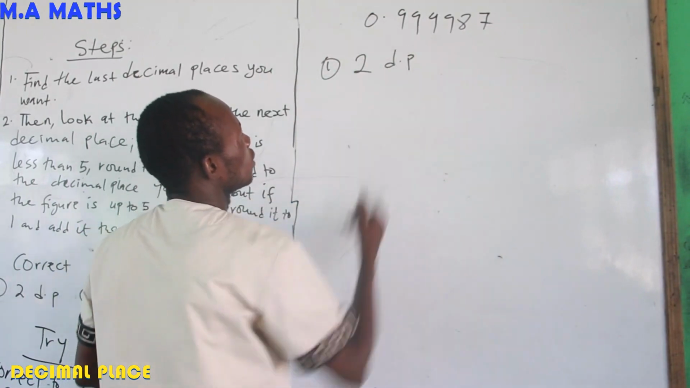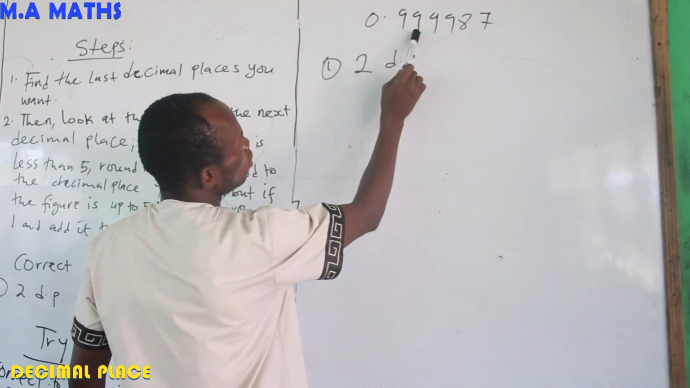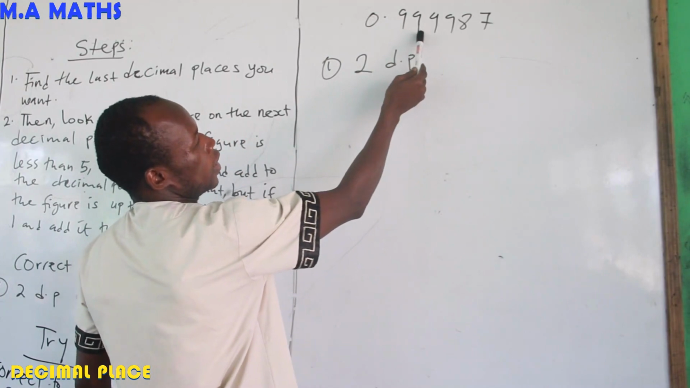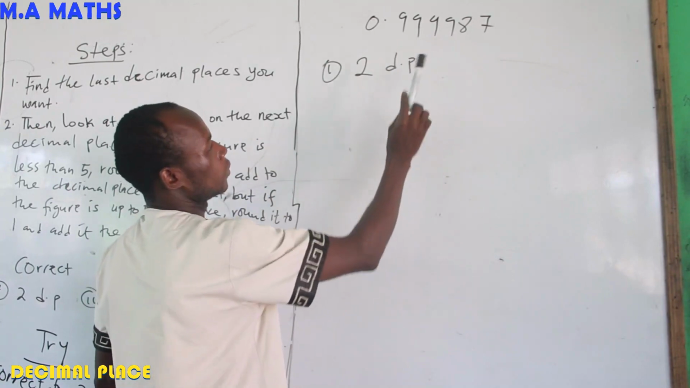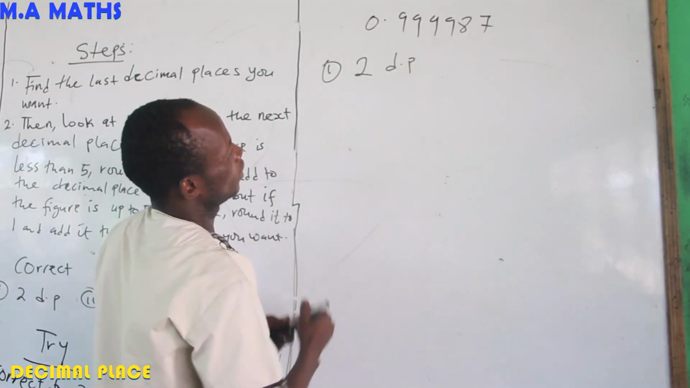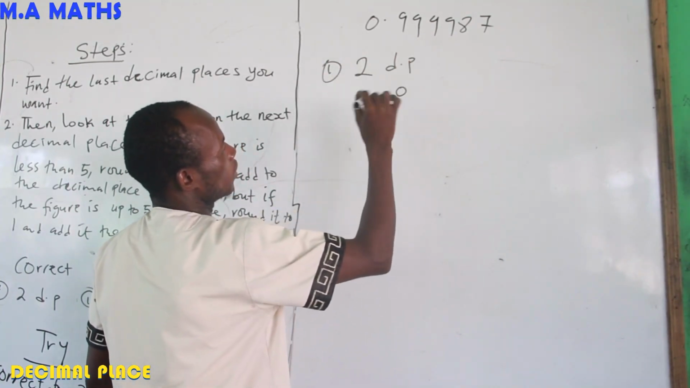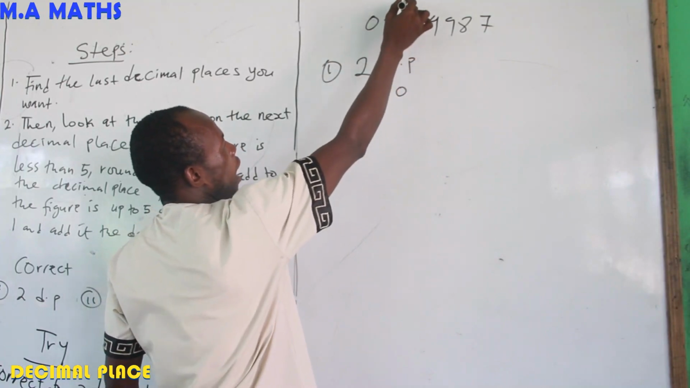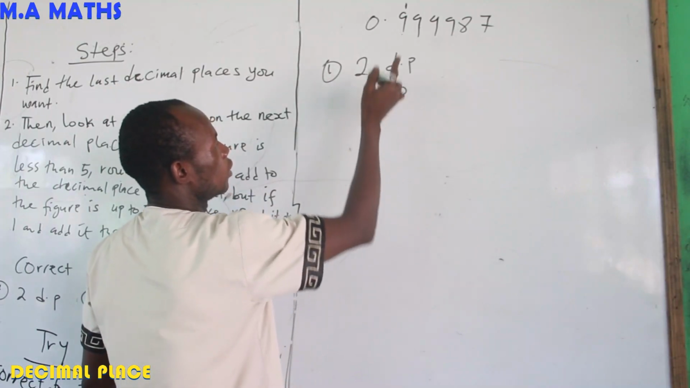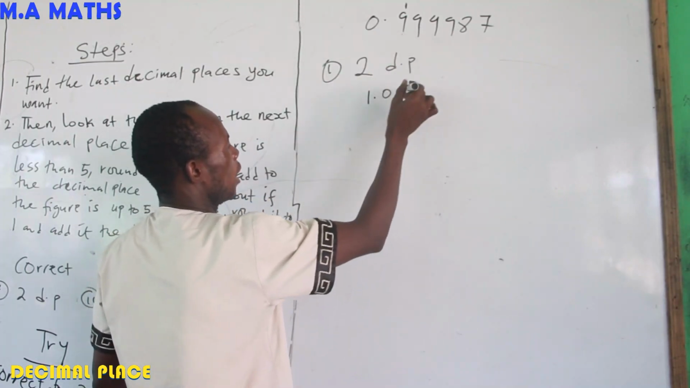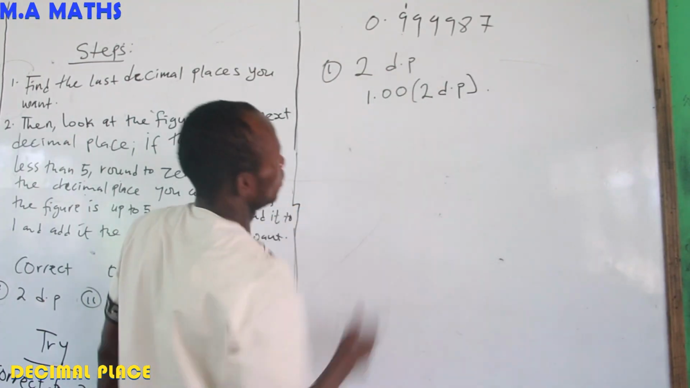With 2 decimal places, this is the decimal point. We start to count 1, 2. So we pause there and look at the next number, which is 9. Round the 9 to 1. Add it to the 9, it gives us 10. Put 0, remainder 1. You add the 1 to this 9, which gives us 10. Put 0, remainder 1. You add the 1 to this 0, giving us 1 point. So this is 2 decimal places.